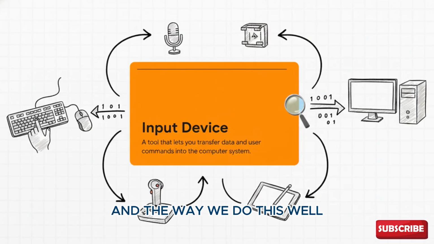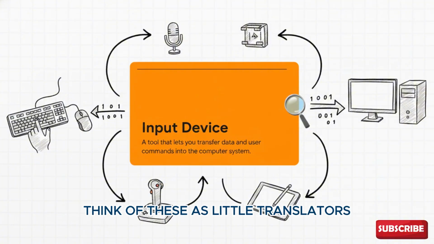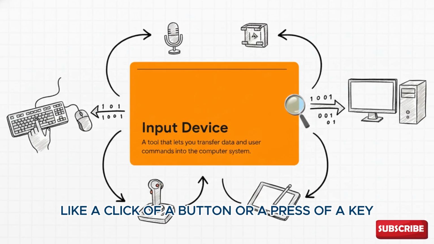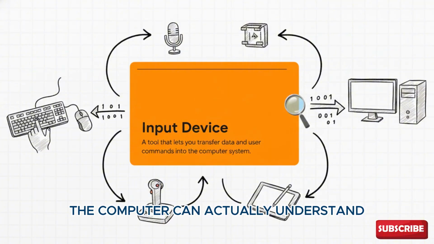And the way we do this? Well, we use something called an input device. Think of these as little translators. Their only job is to take what we do, like a click of a button or a press of a key, and turn it into a language the computer can actually understand.